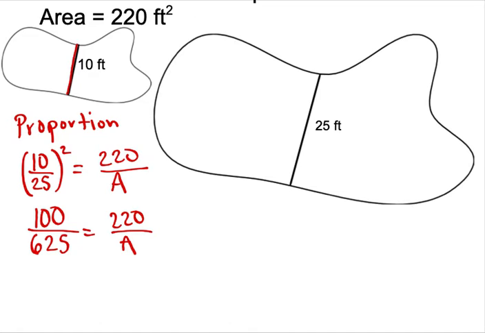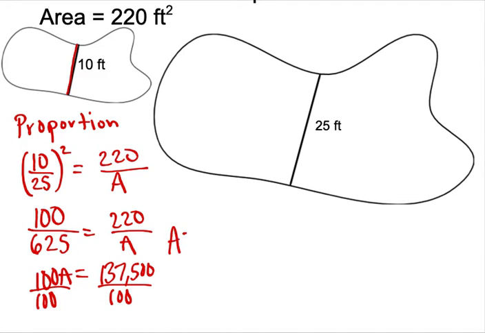100 times A is 100A. 625 times 220 is 137,500. And then I'm going to divide both sides by 100, giving me an area equal to 1,375. Oh, that's a horrible looking 5. And 75 square feet.